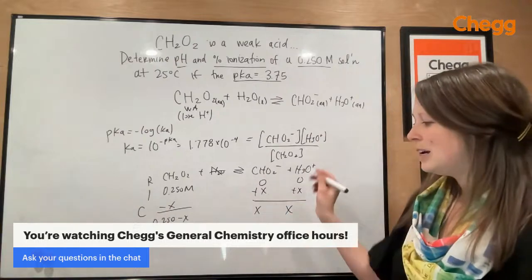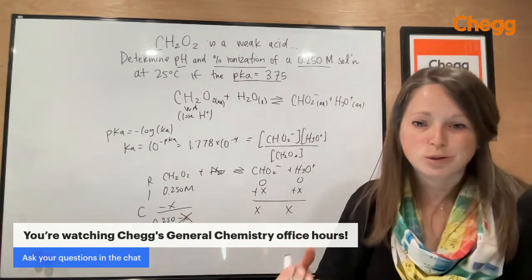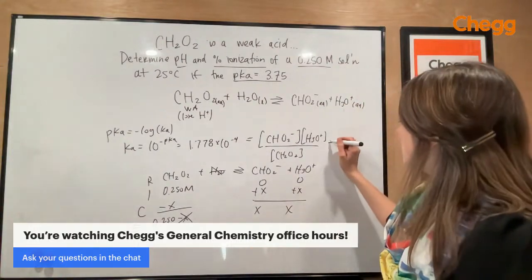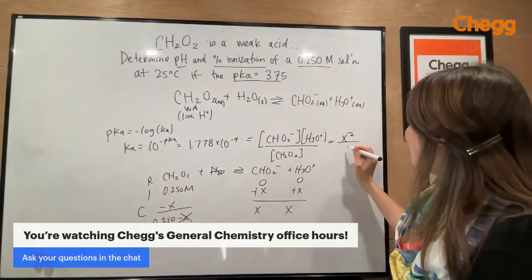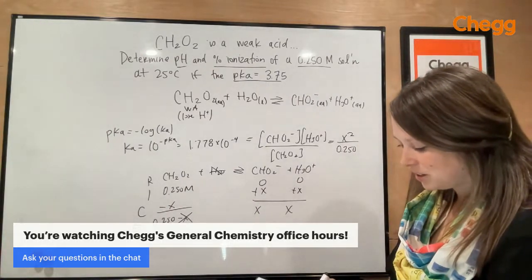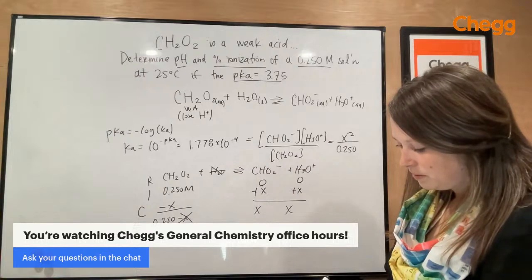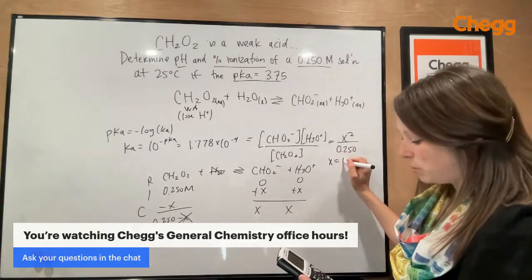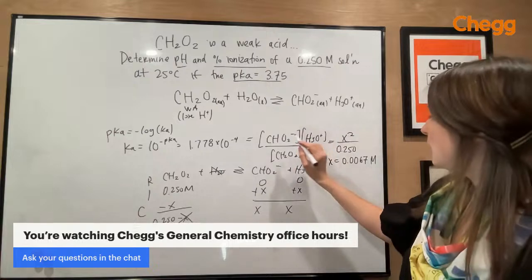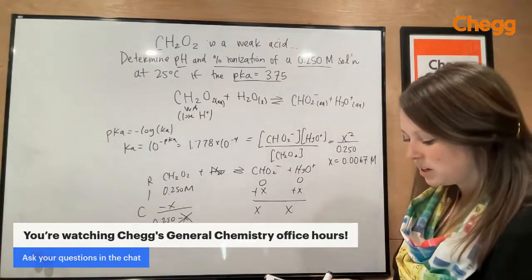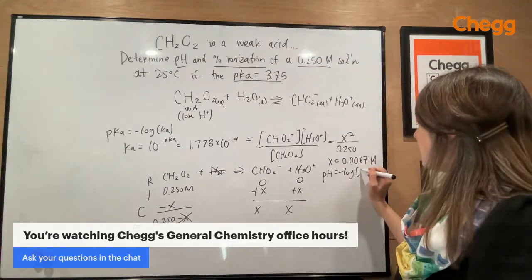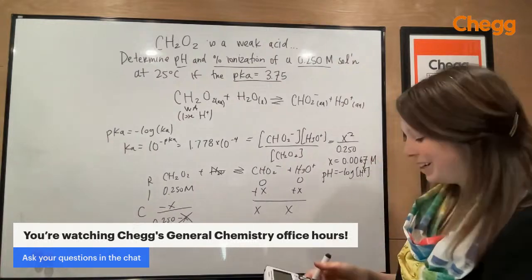Equals x and x. With this, we are going to assume that x is so small compared to that initial concentration that the percent ionization is less than 5%, so we can just negate it. So this ends up being x times x, so x squared over 0.250. Now all we have to do is solve for x. In this case, x is going to be equal to 0.0067. This is molar because we're looking at the concentration. So that is my H plus concentration. Therefore the pH is the negative log of H plus, which is that value here.